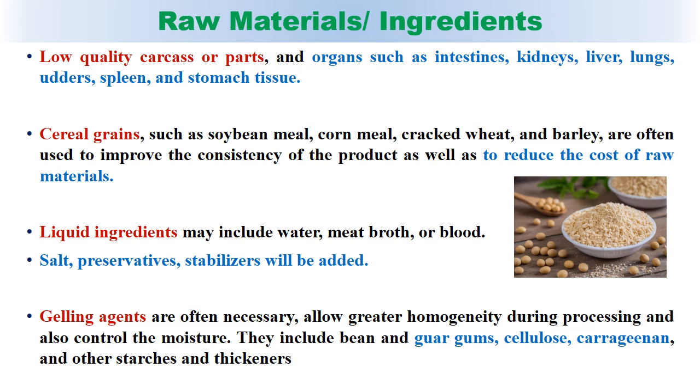Then there are liquid ingredients, which is mostly water, sometimes meat broth or blood. Then salt, preservatives, stabilizers will be added. Then there are some gelling agents, with special functional properties for the food processing. These are often necessary, which allow greater homogeneity during processing and also control the moisture. They include bean and guar gums, cellulose, carrageenan, and other starches and thickeners. This is one part of the ingredients or materials. Further details we will see.